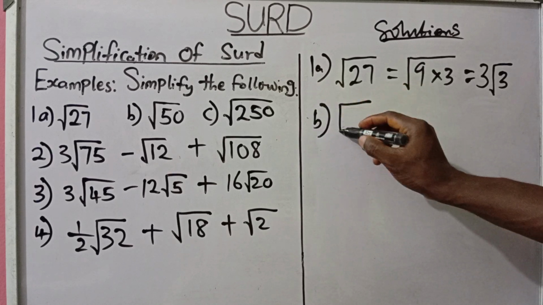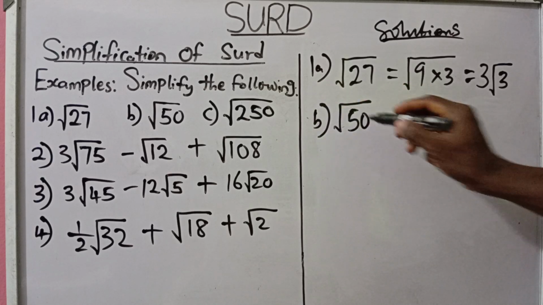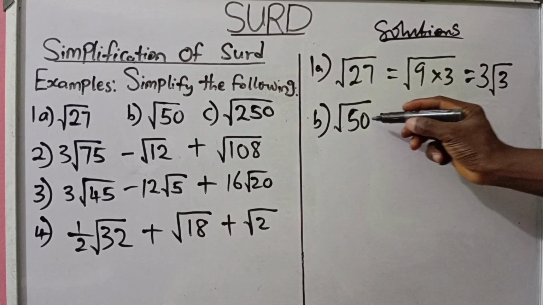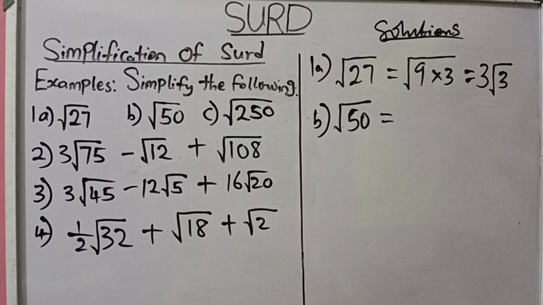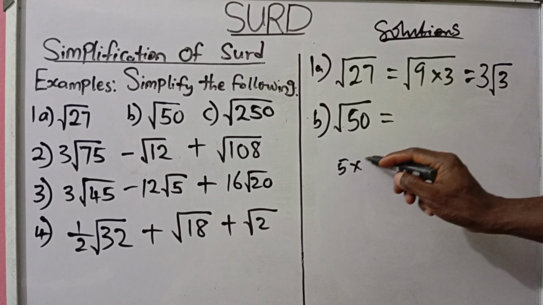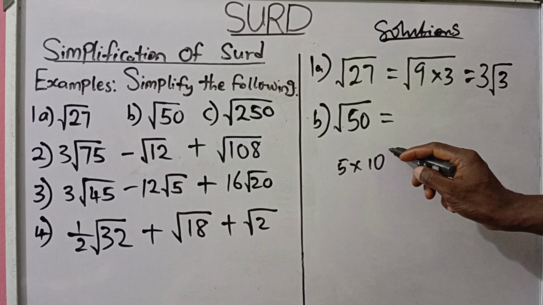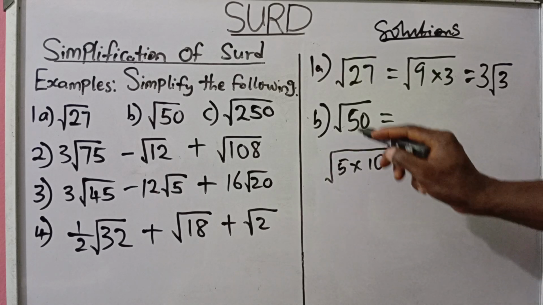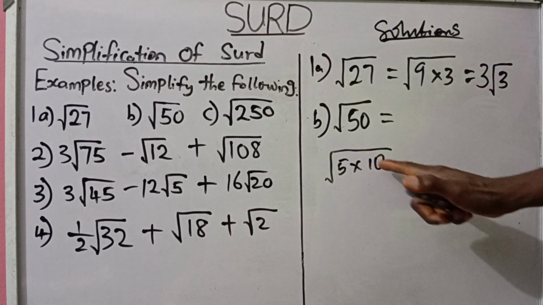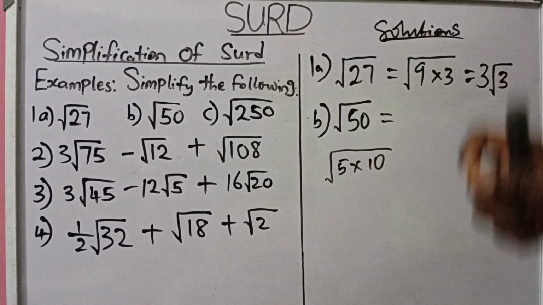We have root 50, as the case may be. So what do we do in this particular context? We have to look for the two multiples of 50 that one of them must be a perfect square. What and what are we talking about? Somebody might suggest 5 multiplied by 10 as 50. But can these two multiples actually give us what we need? Remember, the condition we are given here is that one of the multiples must be a perfect square.